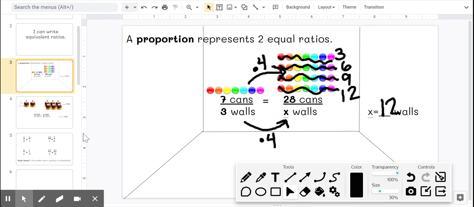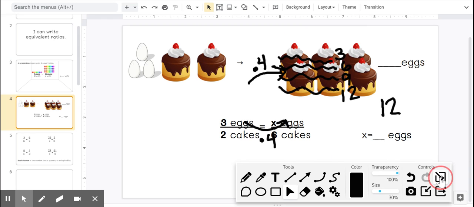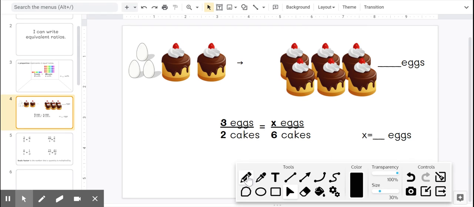All right, let's take a peek at another. I have a recipe, and it makes these mini cakes. And it takes 3 eggs to make 2 of the mini cakes. So I wrote that as a ratio here. But I want to make 6 mini cakes. How many eggs do I need?